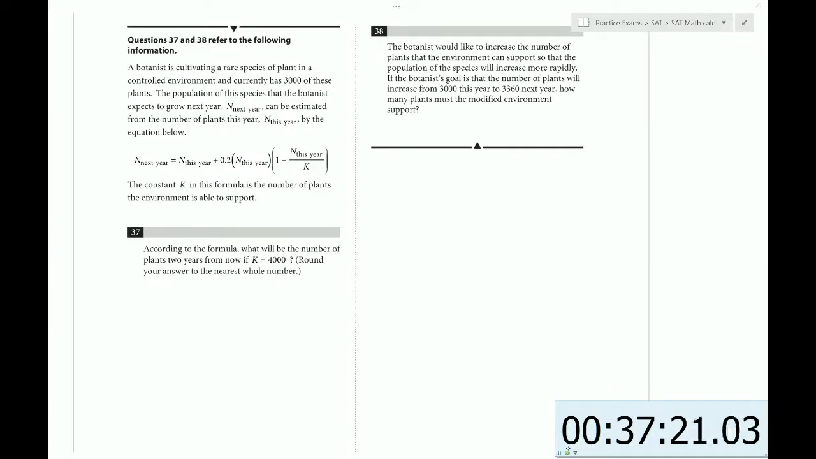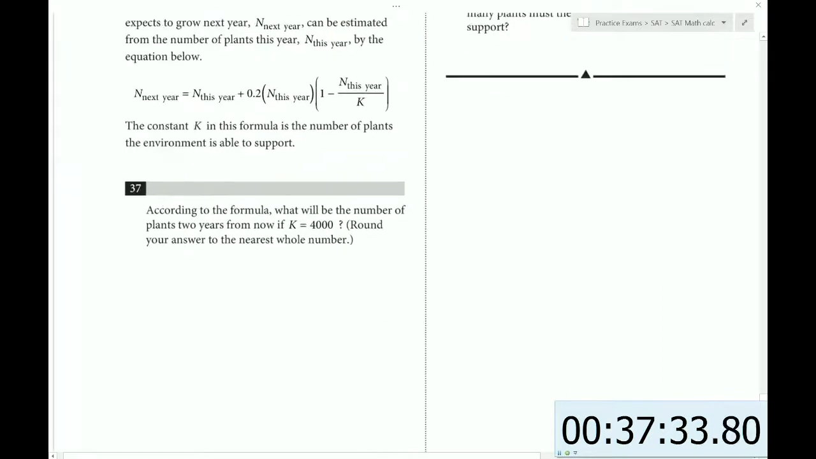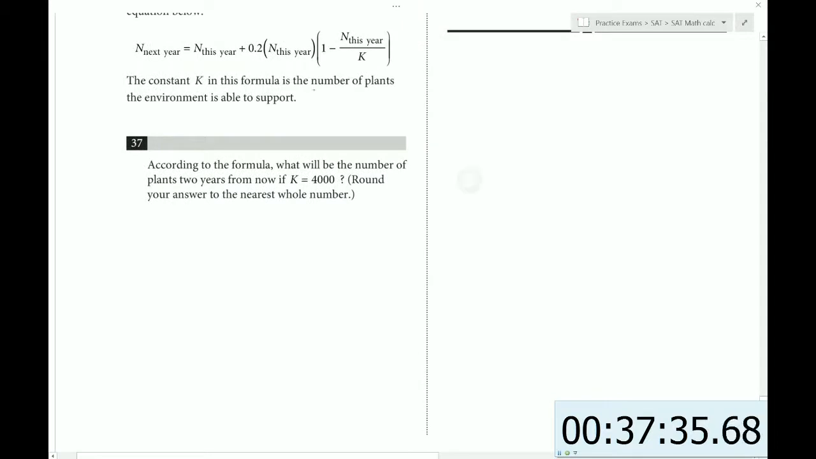Okay, we're on to the last set here. So a botanist is cultivating a rare species of plant. Currently has 3,000 of these plants. The population of the species, okay. Right, so it looks like we're getting a recursive function here. The constant K in this formula is the number of plants the environment is able to support. According to the formula, what will be the number of plants 2 years from now if K equals 4,000?